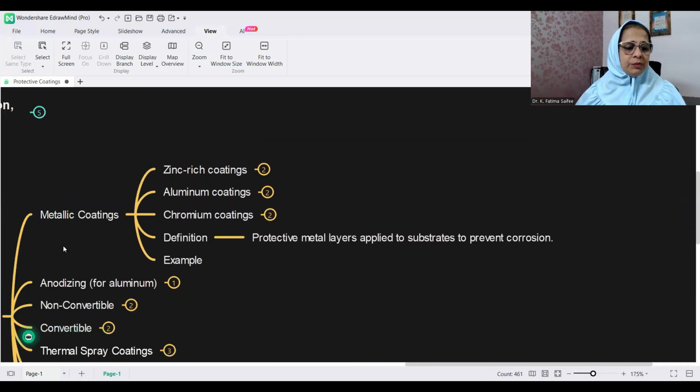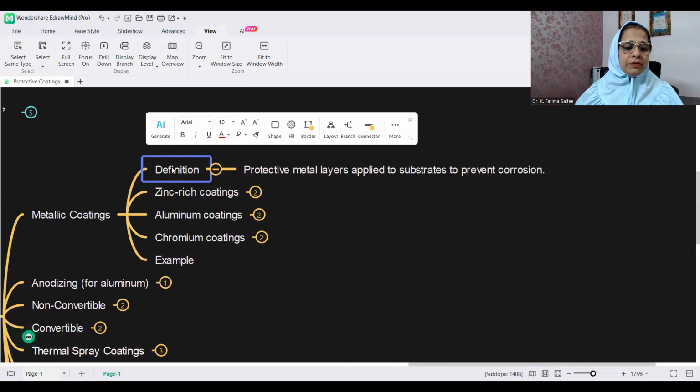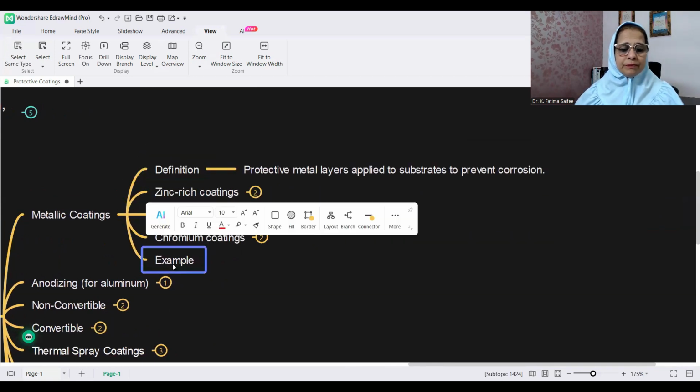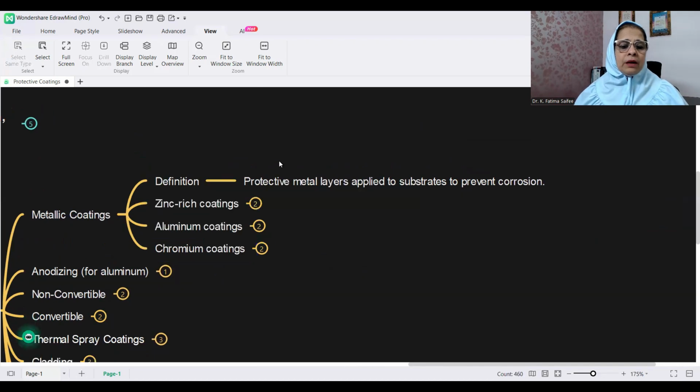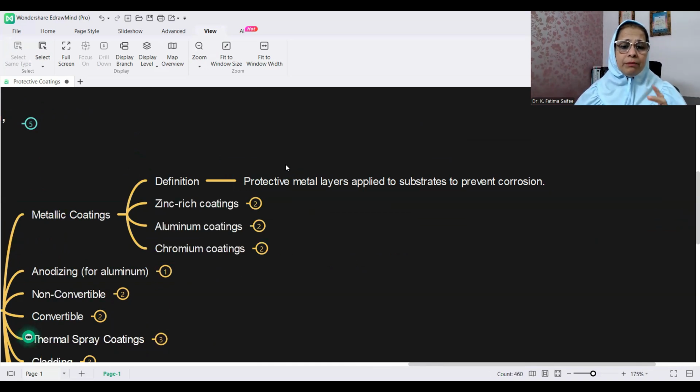This is the definition of the metallic coating. Definition: a protective metal layer applied to substrates to prevent corrosion. This is the basic point, how any metallic dust forms a layer and how it will protect the base metal by means of different metal resistance.